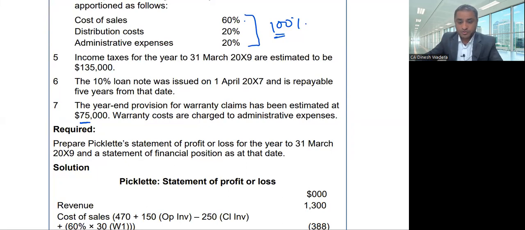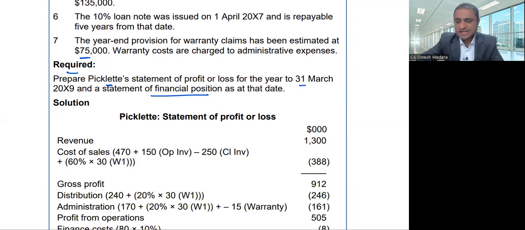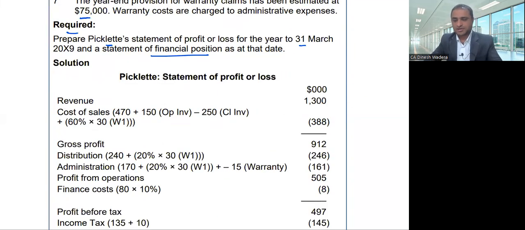Now, what you are required to prepare is P company's statement of profit and loss for the year ended 31st March and statement of financial position. Profit and loss is the simple profit and loss what you learned in your basics. But statement of financial position is nothing but a balance sheet. But we generally, unless otherwise asked by the question, do not use that word as a balance sheet, right?